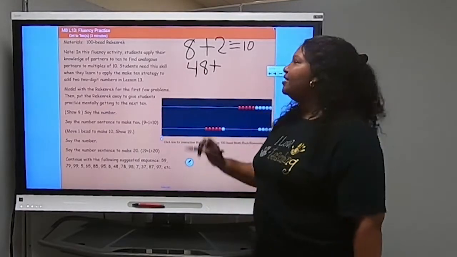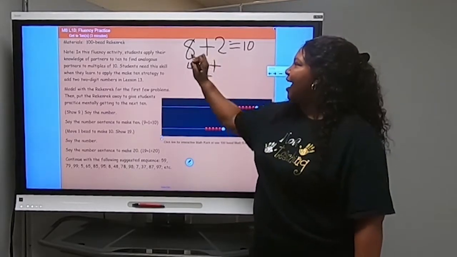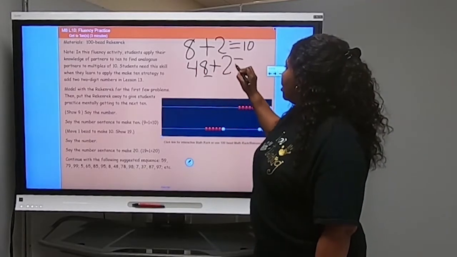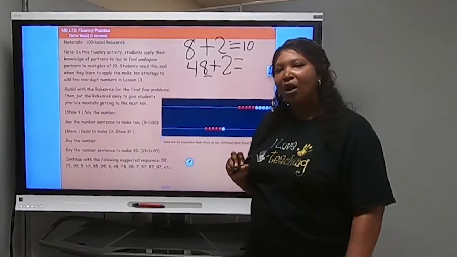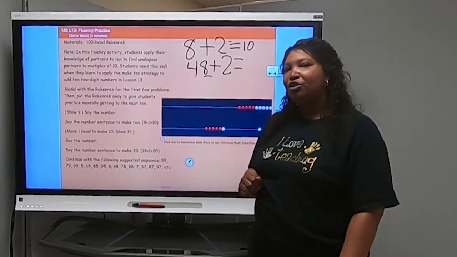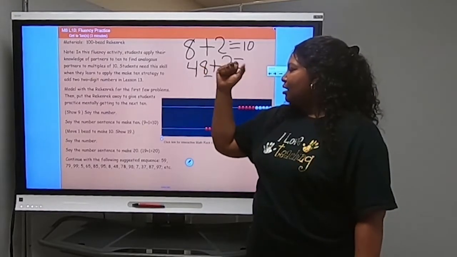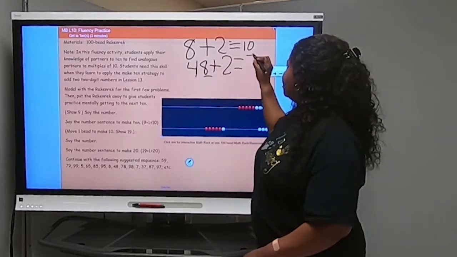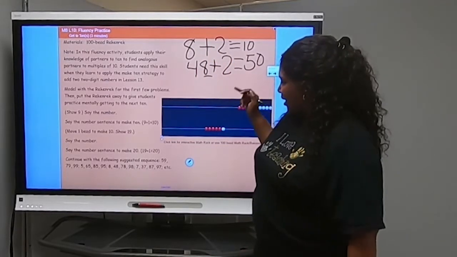Right. 48 ends with 8, and we know that 8 only needs 2 more to become 10. So 48 also needs 2 more. Let's see what we get when we add 2 to 48. 48, 49, 50. Oh, you're awesome. You rock, okay?